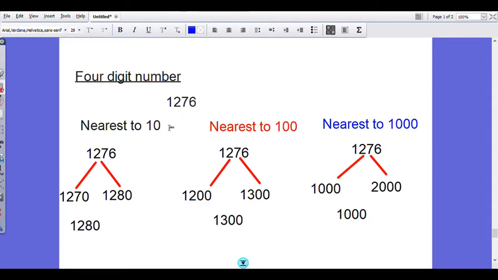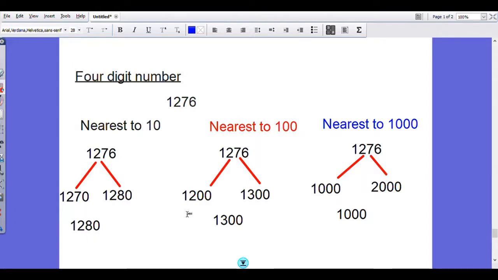See, first the nearest 10. Now 1276 is in between 1270 and 1280. Rounding 1276 to the nearest 10: 76 is much closer to 80. So the nearest 10 answer is 1280.